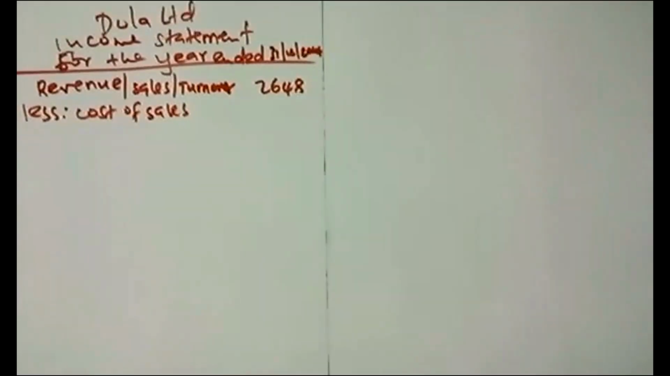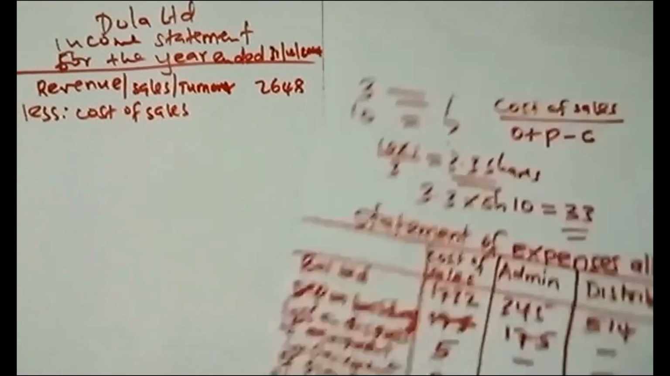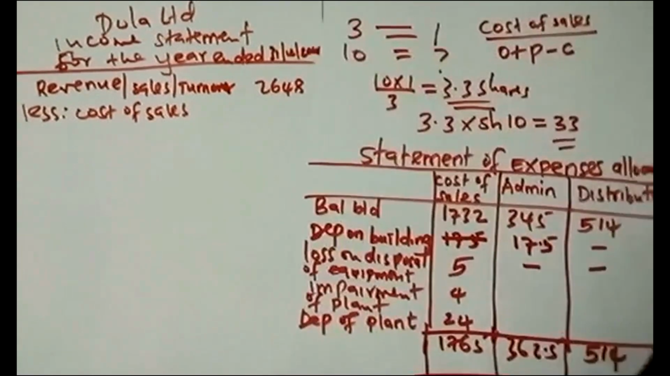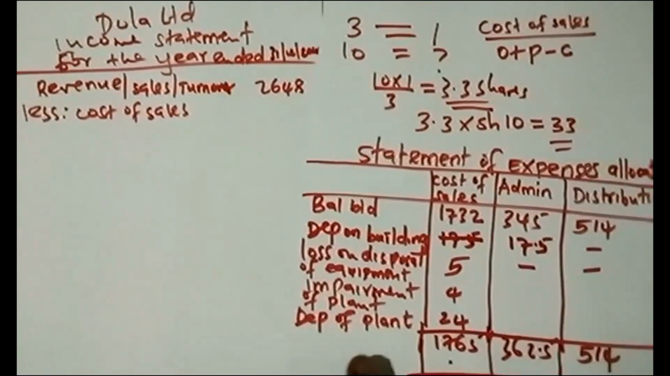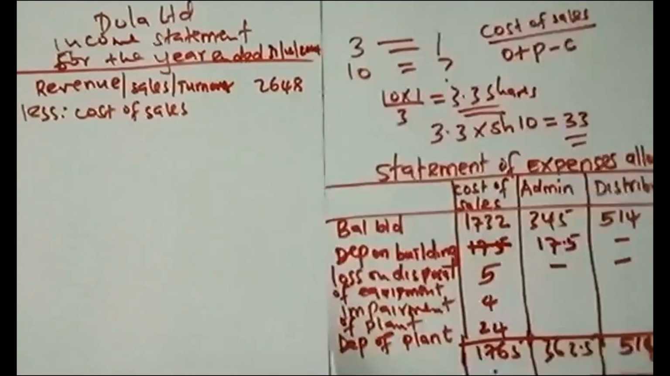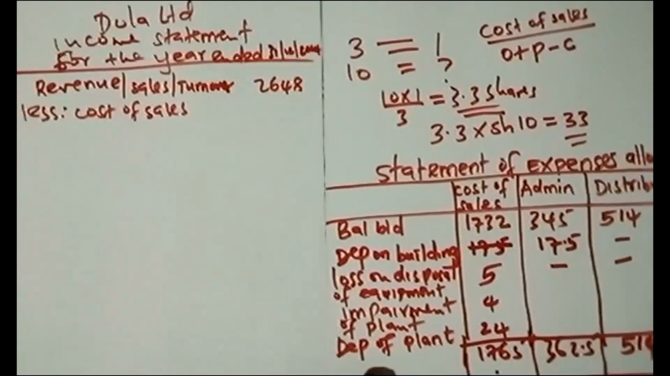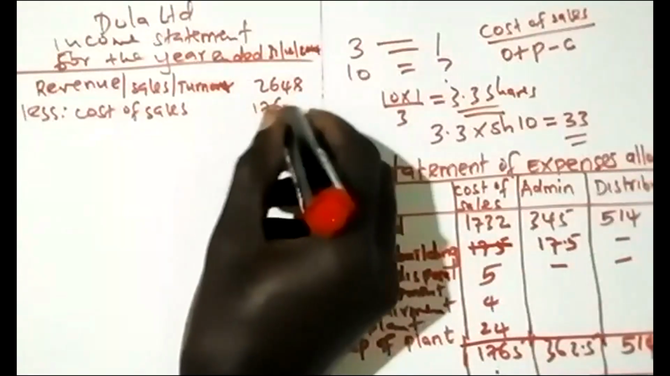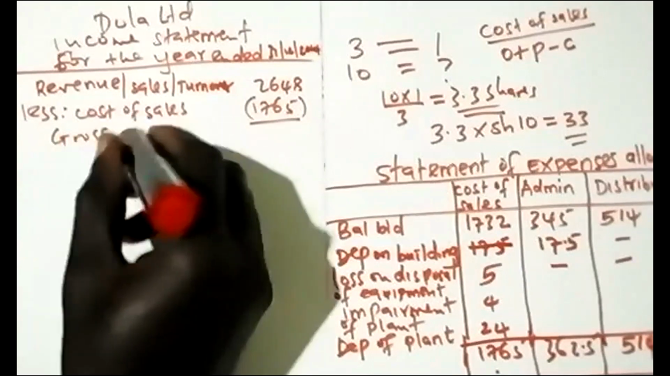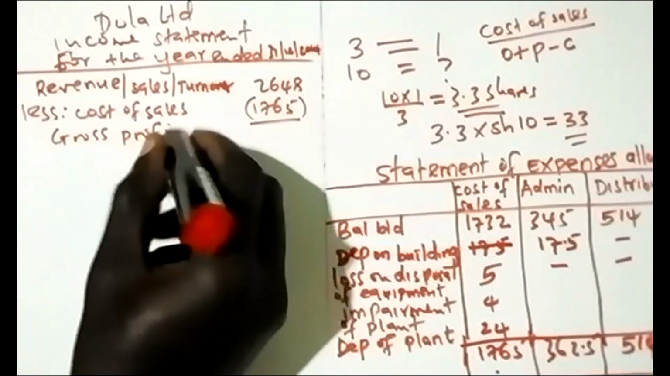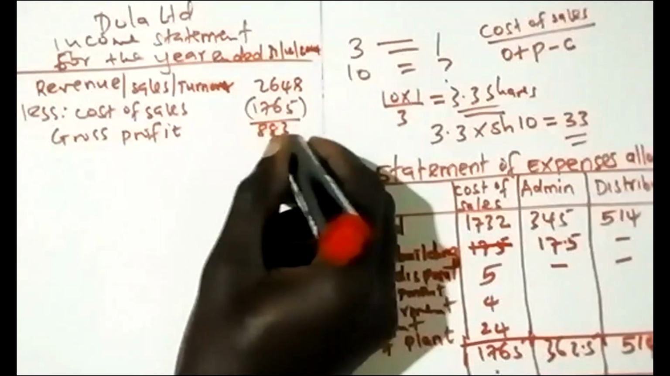Cost of sales is what we have done from our last working, the statement of expense allocation. So we got 1765. We got the 1765 there. So you subtract, you get a gross profit of 883.